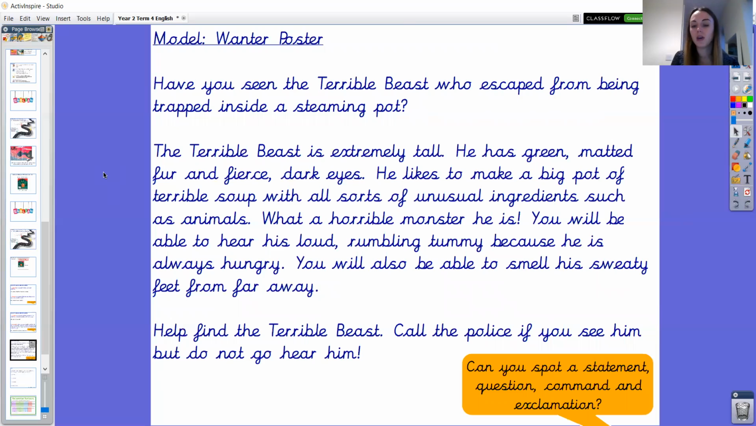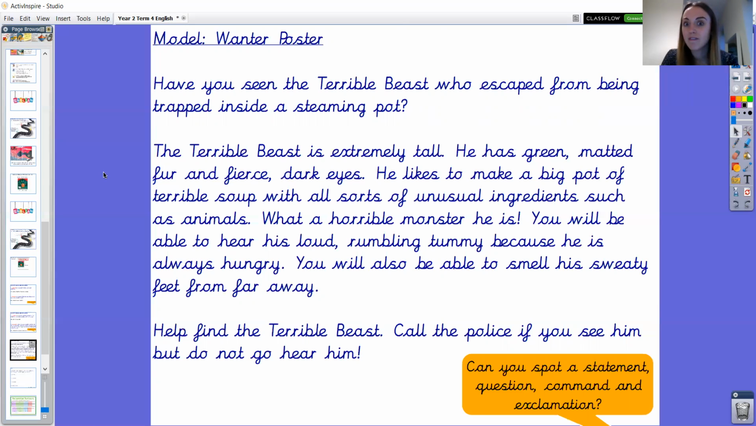Okay, so I'm going to read it to you, and then we're going to have a think about finding a statement, a question, a command, and an exclamation, because I've been really thinking about how I can use different types of sentences in my wanted poster.